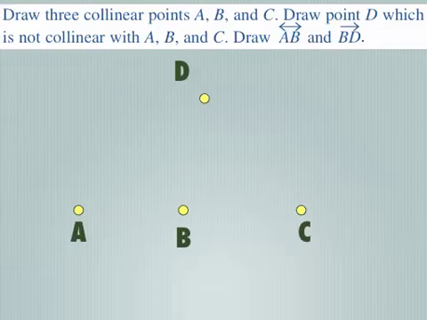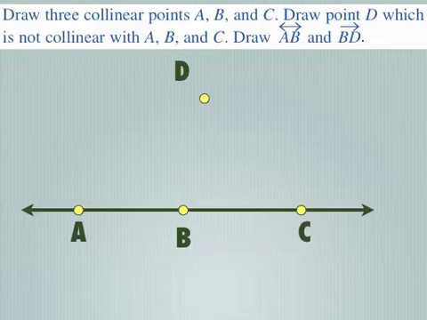Then I have point D that is not in a straight line with A, B, and C. And then I'm going to draw a line extending through points A, B, and C to make that line AB. And then I'm going to have a ray with its initial point at B and extending through point D. Your picture does not have to look exactly like this picture. There are several different ways that you could draw it, but you should have at least a line and a ray, and your ray should be starting at B and extending through D.